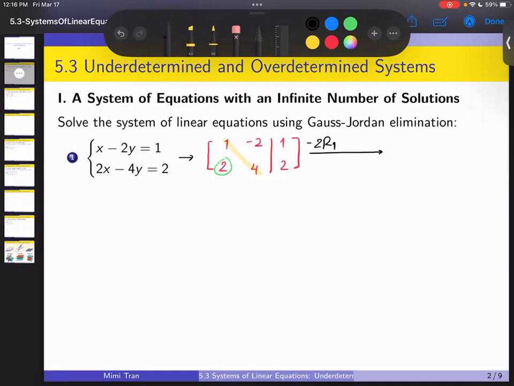-2 R1, right? Add to R2, give me new R2. So R1 stayed the same: 1, -2, 1. R2 changing. -2 times row 1. If it helps you, -2 times row 1, add to row 2, column by column. So -2 plus 2 is 0. -2 times -2 is +4, plus 4 is 8. -2 times 1 is -2, plus 2 is 0.